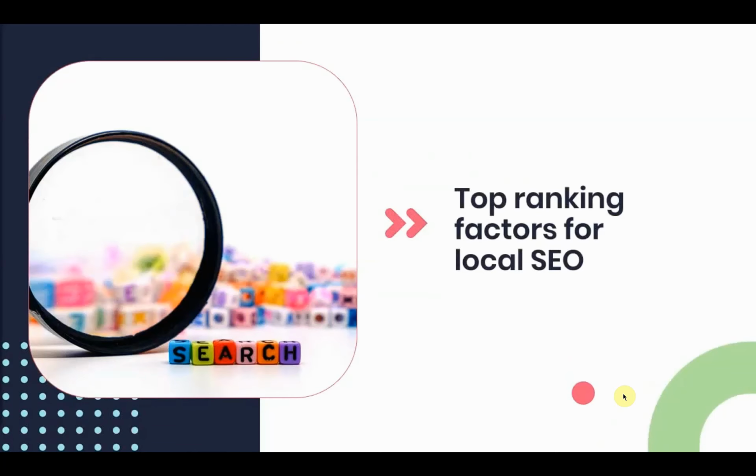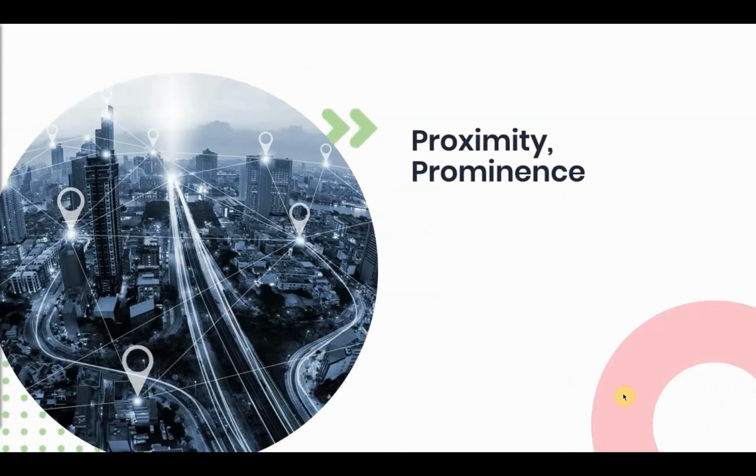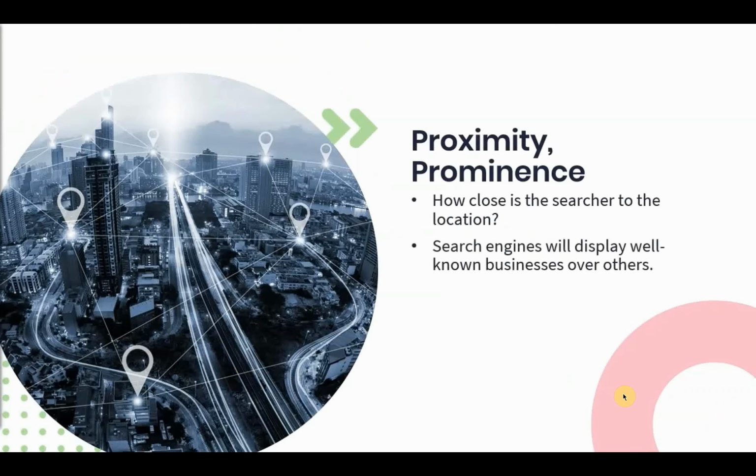Firstly, we have proximity and prominence. And what that's talking about is how close is the searcher to the location. Search engines will display well-known businesses over others. So unfortunately or fortunately, the bigger the local business, perhaps franchised businesses, will generally have a higher chance of showing. But that is due to all the things that we have discussed in this module so far: the amount of traffic that they were receiving, the trust, the domain authority, and generally that is higher when a business is bigger and has more budget and all those different aspects.